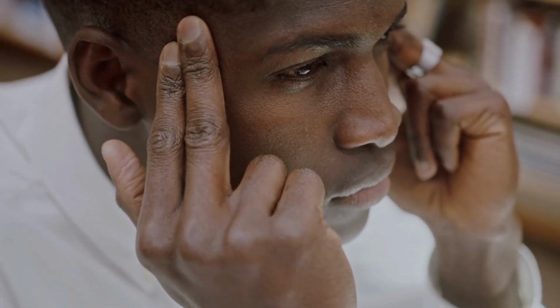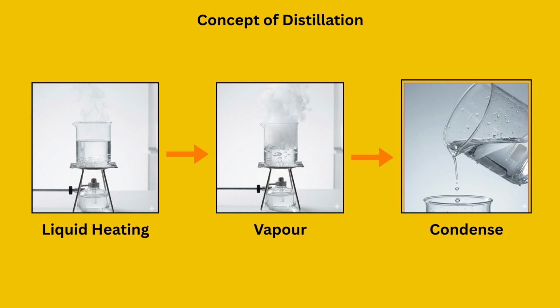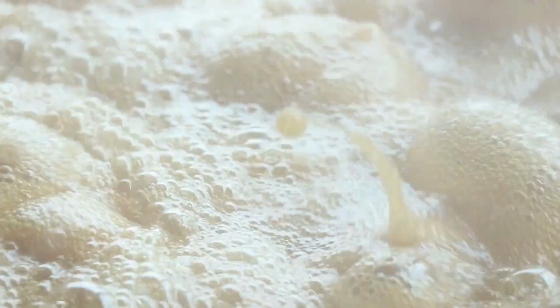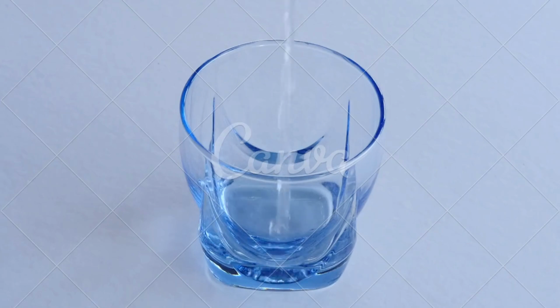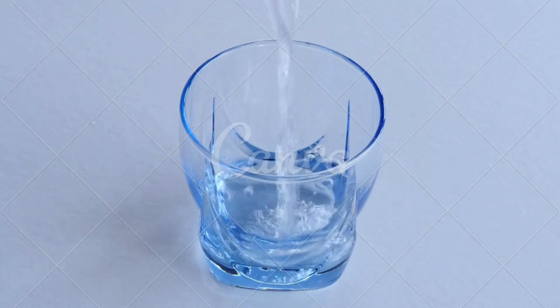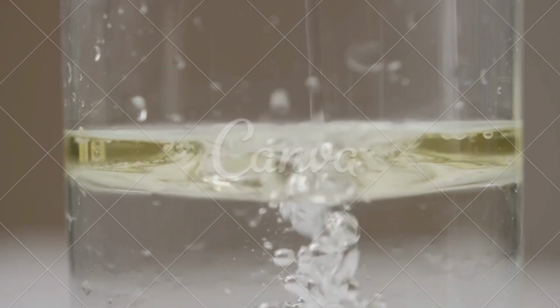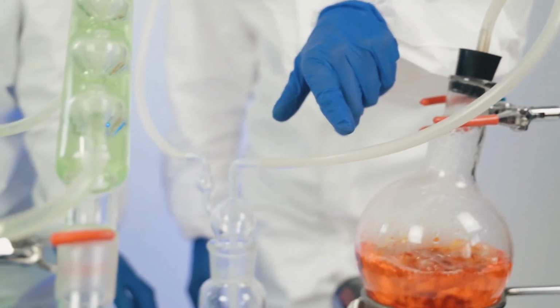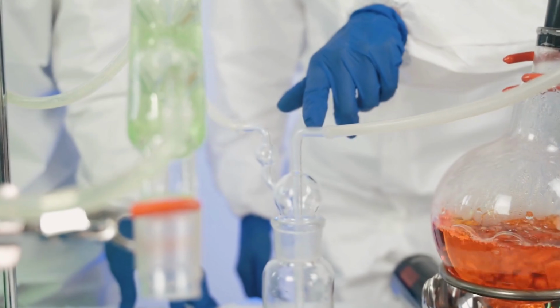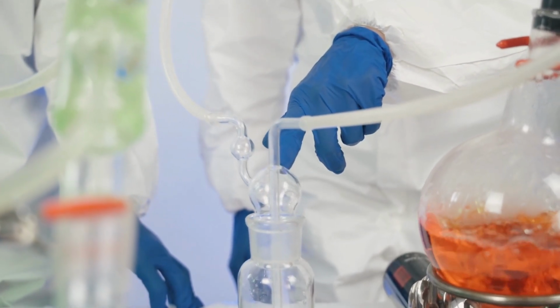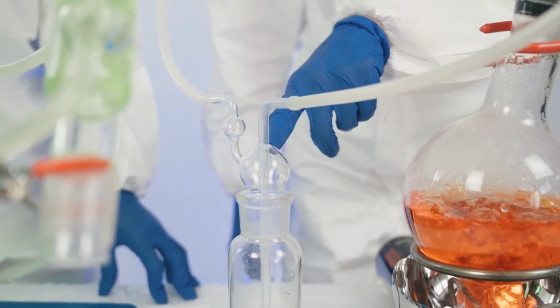So what is distillation? As you can see in the picture, there is liquid heating, vapor, and condensation. A simple definition that I can give: we heat a liquid, turn it into vapor, and then cool it back into liquid. And this separates substances based on the boiling point. In the next video, we will explore exactly how distillation works, step by step, in the simplest way possible that we as a team can provide you.